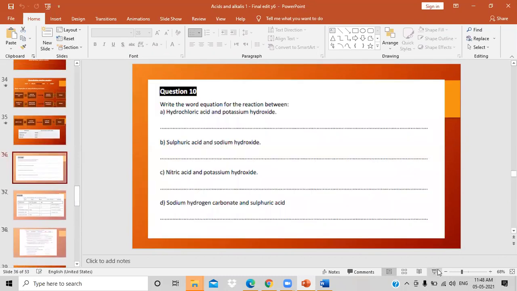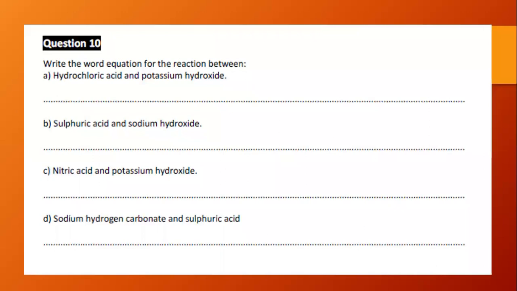Here it is. Okay, this is page 36, question number 10. Here they said write the word equation for the reaction between hydrochloric acid and potassium hydroxide. Okay, write the word equation for the reaction between hydrochloric acid and potassium hydroxide.